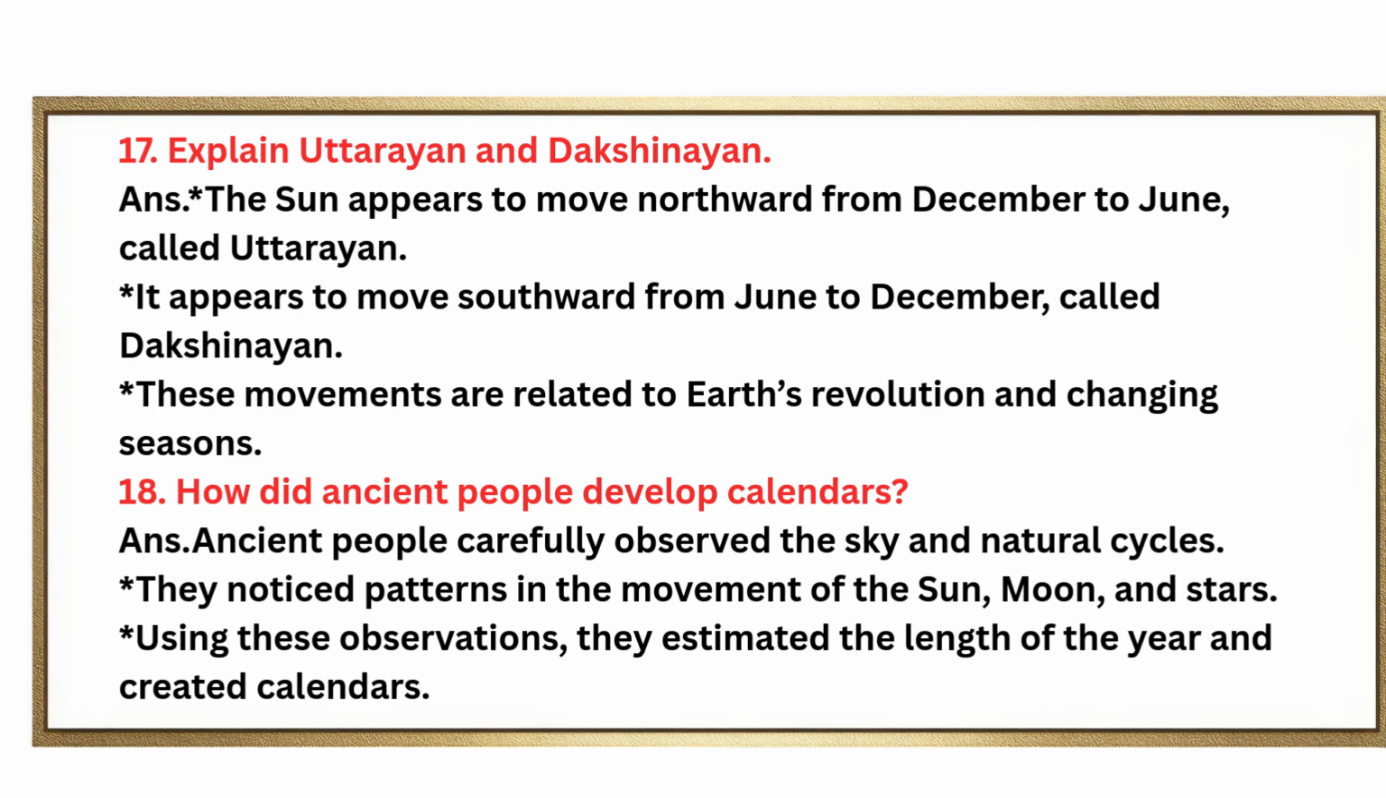Question number 18. How did ancient people develop calendars? Answer. Ancient people carefully observed the sky and natural cycles. They noticed patterns in the movement of the sun, moon and stars. Using these observations, they estimated the length of the year and created calendars.